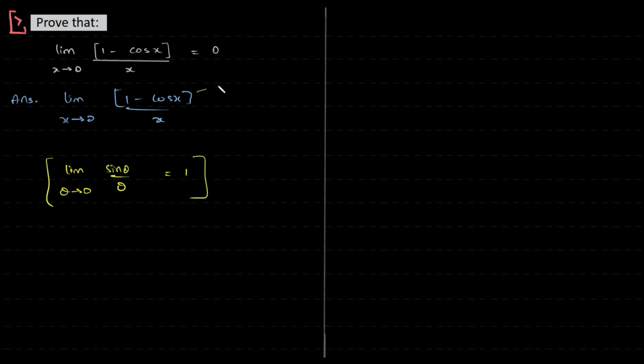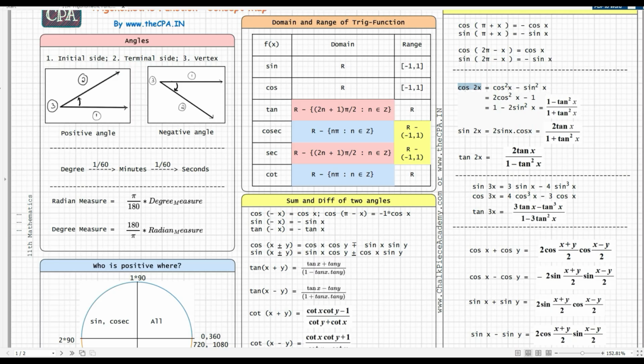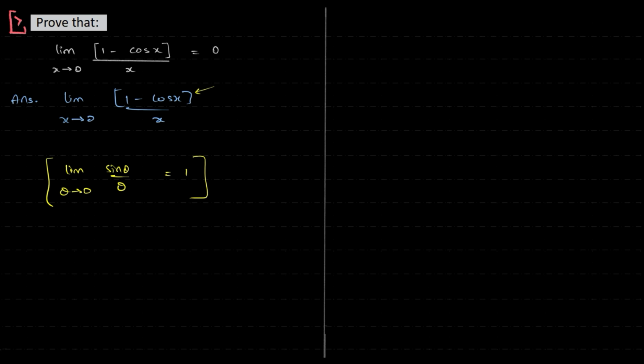So for that, I need to express the numerator in terms of sine. How will we do that? The clue is very clear. I have highlighted that. So what we have to make use of is cos 2x is equal to 1 minus 2 sin square x. So we'll start off with cos 2 theta is equal to 1 minus 2 sin square theta. So 2 sin square theta, I can re-express this as 1 minus cos 2 theta.